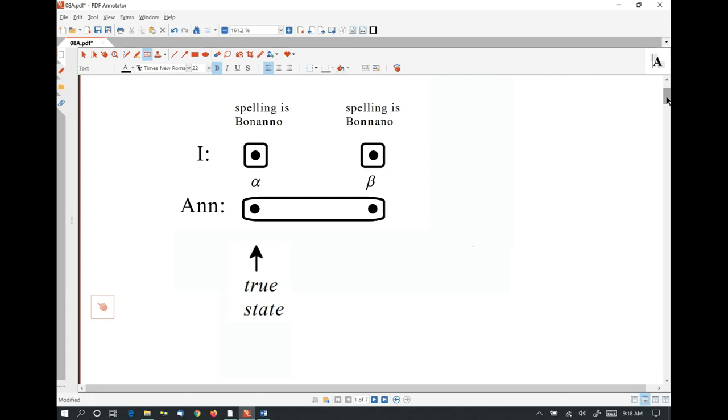So we designate one state as the true state, state alpha. The correct spelling of my name is one N first and then two N's after the A. And what does this situation represent? It represents that I know the spelling of my name, but Anne doesn't. Anne thinks that the spelling might be one N first and then two N's, or might be two N's first and one N second.